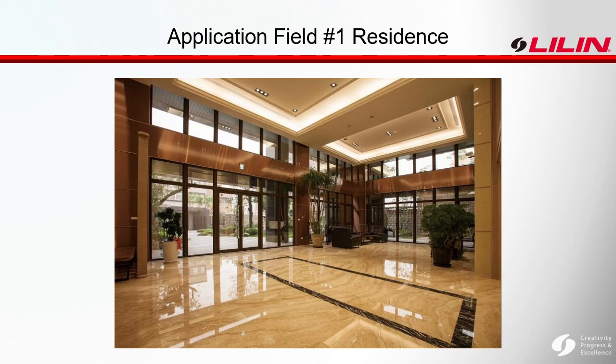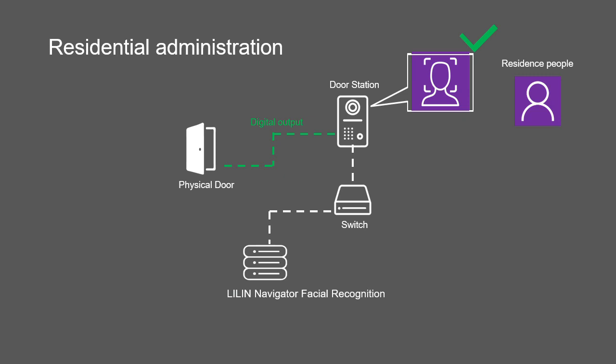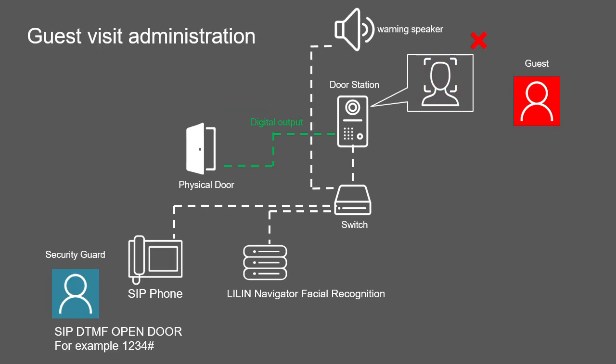So let's have a look at this diagram. You can see I'm living in this house, and we installed the Lilin camera at the entrance. If I'm the guy living in the house, presenting to the camera, and of course I need my face in the database of the facial system, then the door connected to the physical door with digital output will open the door.